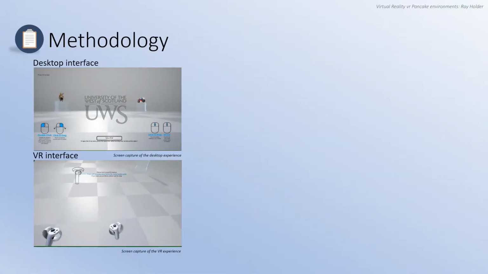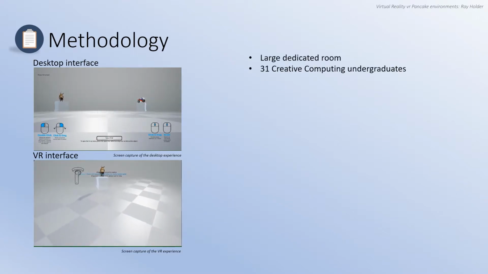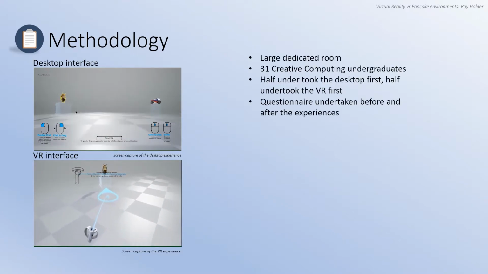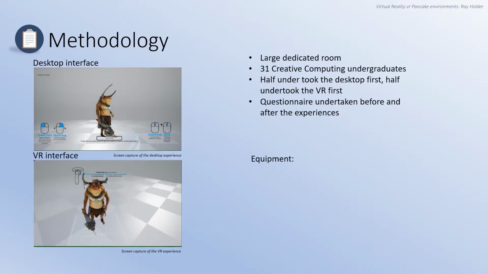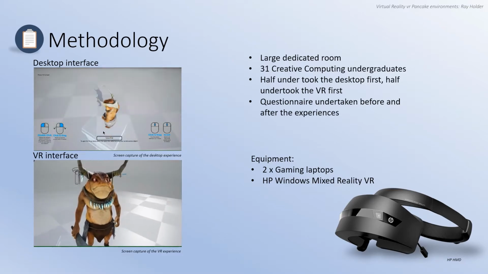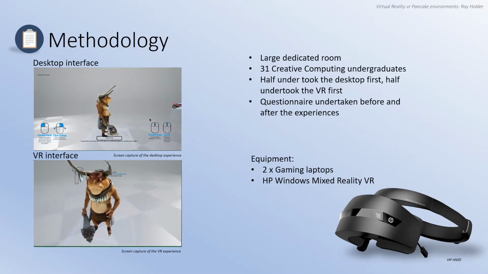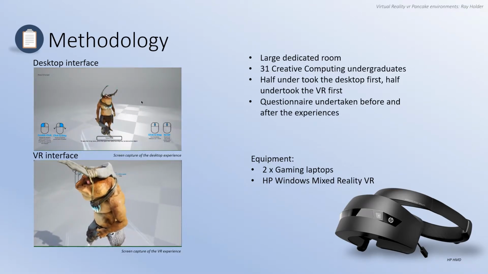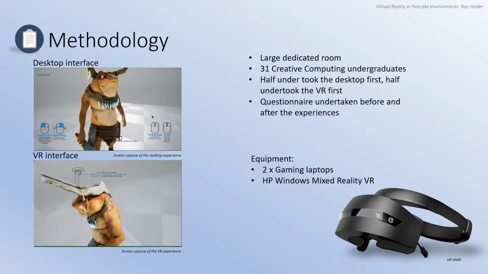The study was set up in a dedicated room that was large enough for the user to move safely while in VR without the risk of tripping or bumping into other objects. It was also a private room where, while in the experience, no person other than the lead investigator and the participant would be disturbed or distracted.